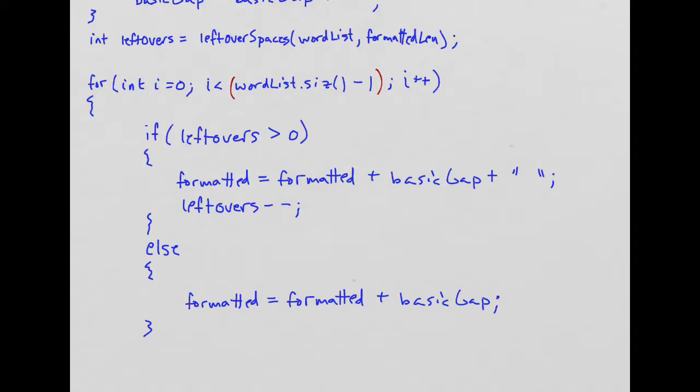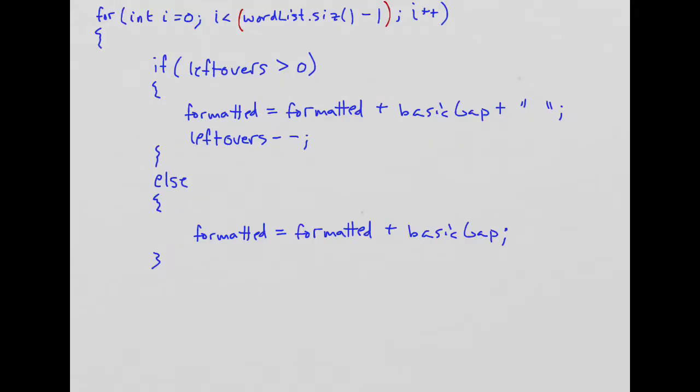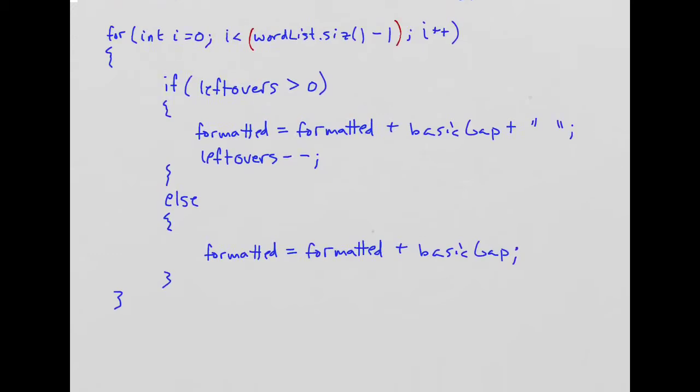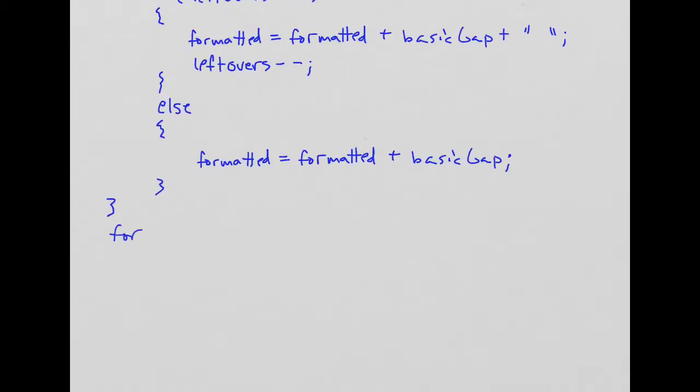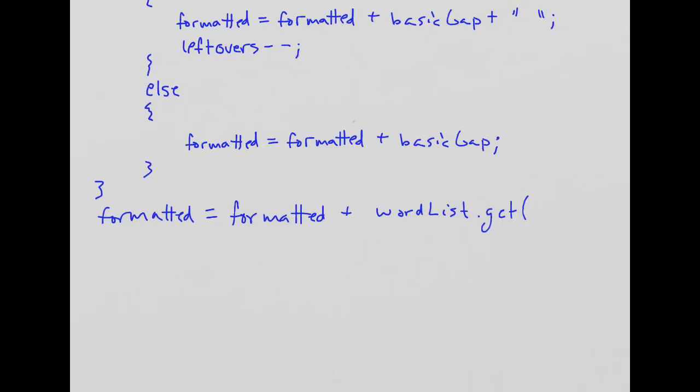The next thing I need is the last word, because remember, this only went up to the second to the last word. So I need to now add in the last word, just by itself. But that's going to be outside of the loop because I'm only doing it one time. So then I say formatted gets formatted plus the very last word. How do I get the very last word? Well, I can say word list dot get, and here I want to get the last word in word list. Now I need the last index.